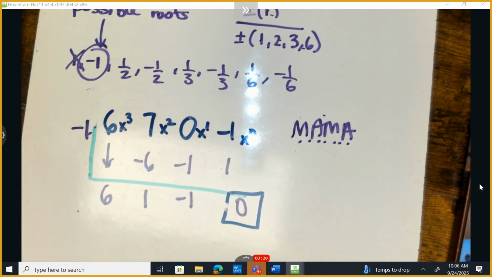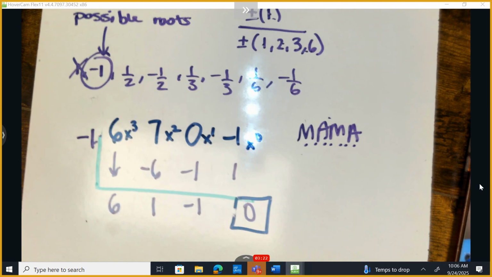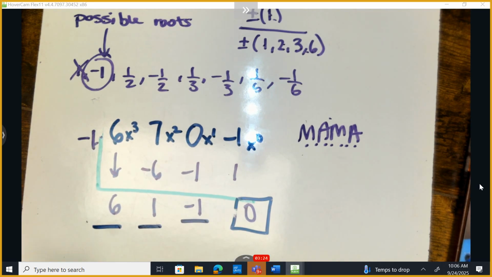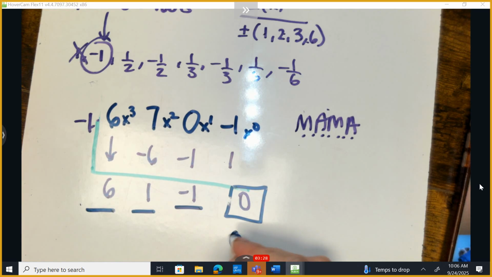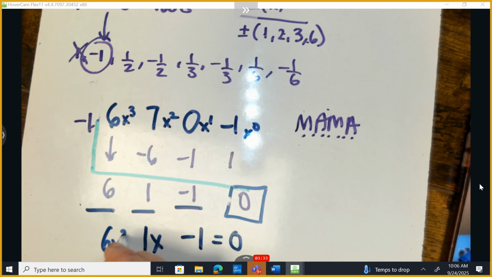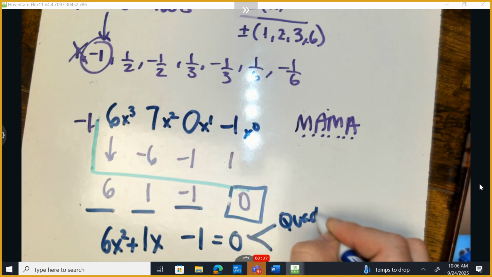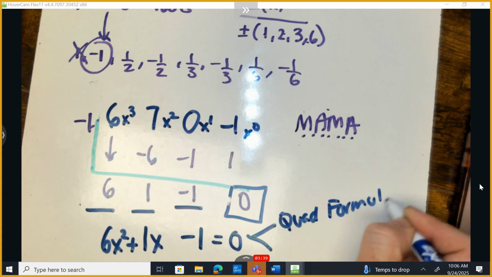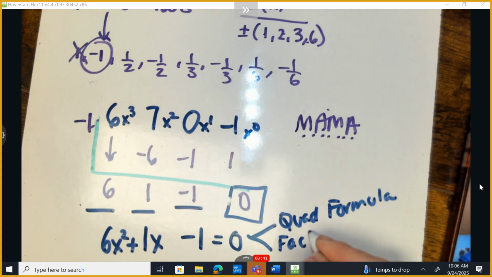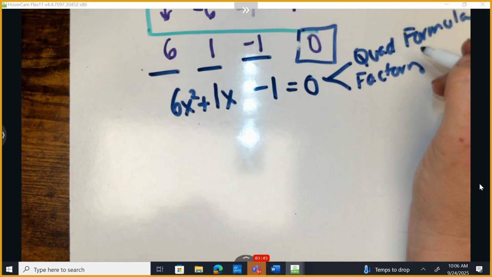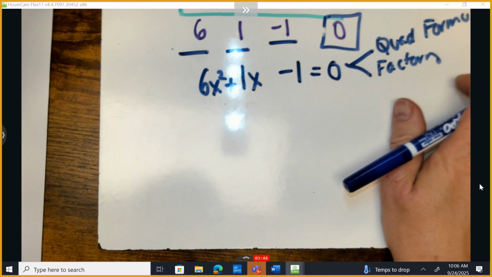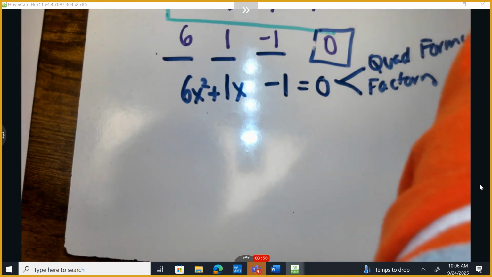Now, when I only have 3 terms left, and it's not always going to be that way, I can go ahead and write this as a quadratic equation. So, no x's, 1x, and 2 x's. Now, how can I solve this? One of 2 ways. Using the quadratic formula would be one method. That always works. And sometimes factoring works as well. Now, I always prefer to use factoring. It's quicker for myself, but if you prefer, you can use the quadratic formula.